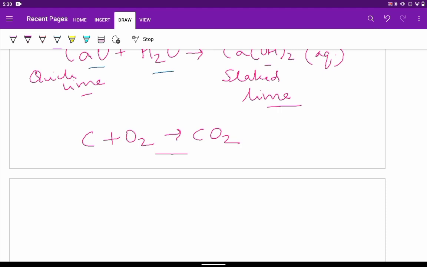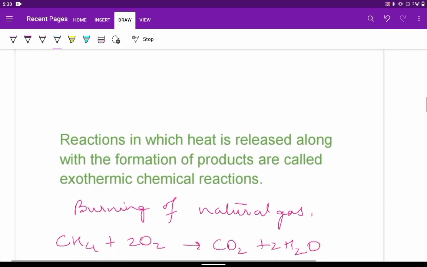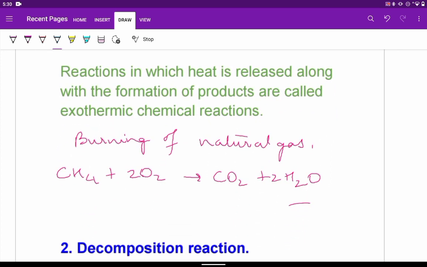Now, sometimes in some reactions, a large amount of heat is evolved. So those reactions in which heat is released along with the formation of products are called exothermic chemical reactions. Some reactions are like the burning of natural gas. In natural gas, most of the part is CH4, methane. When methane burns, oxygen is there in the atmosphere, so it can burn. The products are CO2 plus 2H2O.